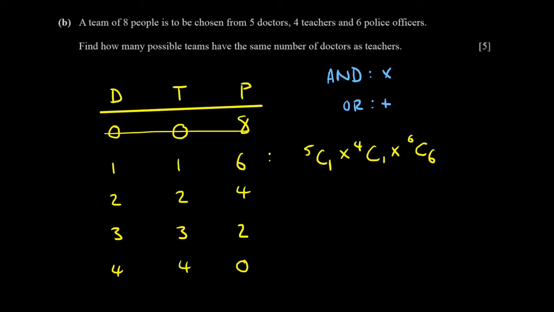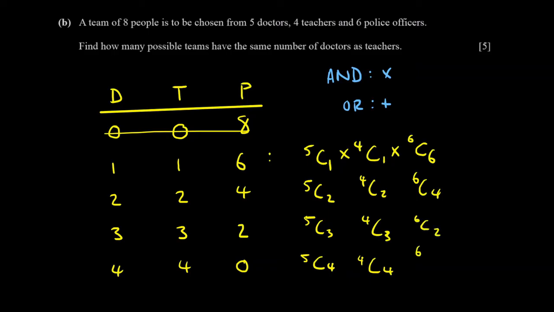Well, we've got to do this for all of the remaining elements. So I'll just do that. So 5C2 here, 5C3 here, 5C4. And then that will be 4C2, 4C3, beg your pardon, 4C4. And then this will be 6C4, 6C2, and 6C0. And of course, we're going to be multiplying all of these.